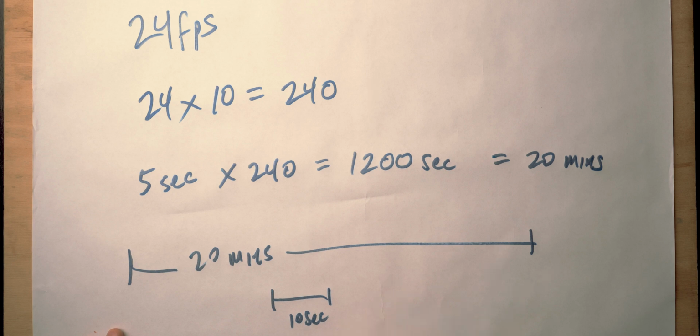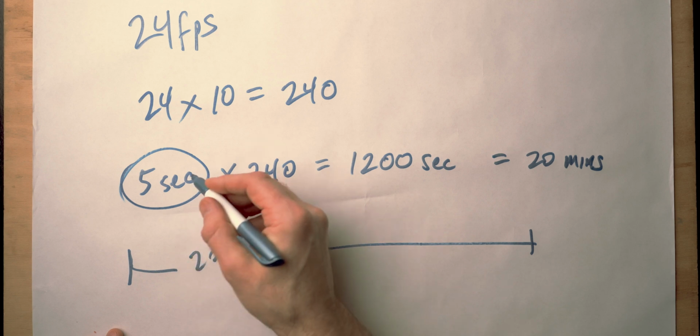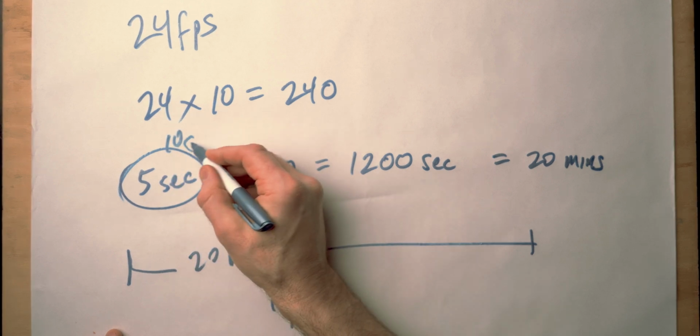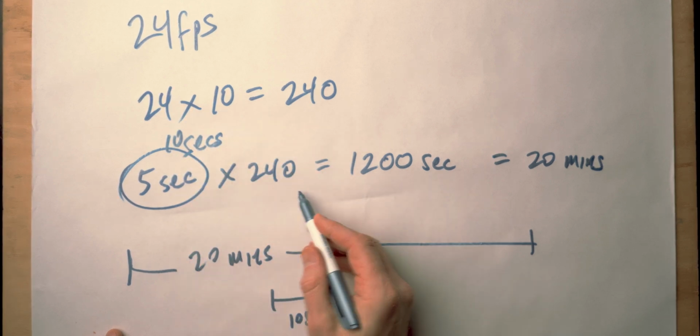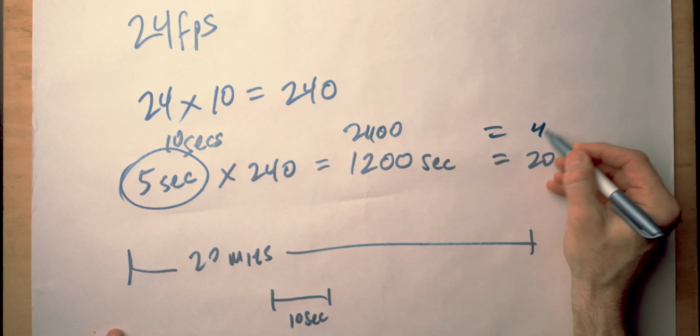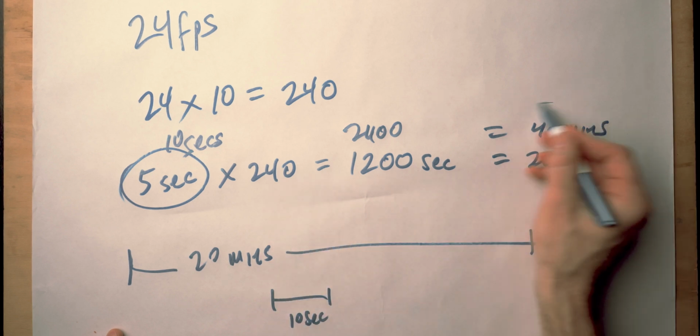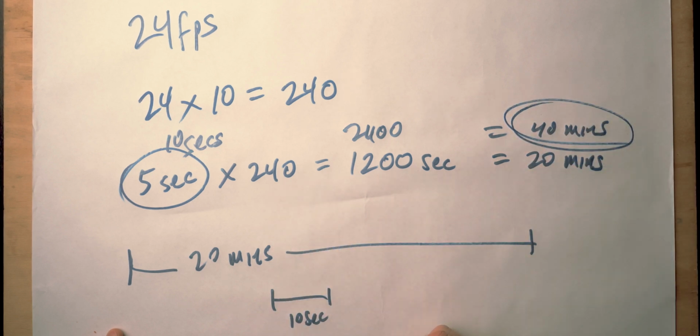And you can do this with any length of interval. You just change out the 5 seconds to whatever it is. So if it's 10 seconds, then this becomes 2,400, and that equals 40 minutes. So if you're doing a sunrise or sunset, you might have to shoot for 40 minutes in order to get enough video footage to compress it down to the 10 seconds for your video time lapse.